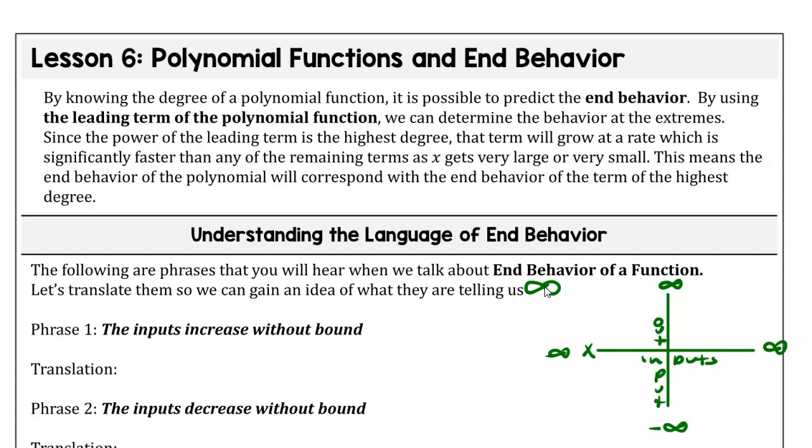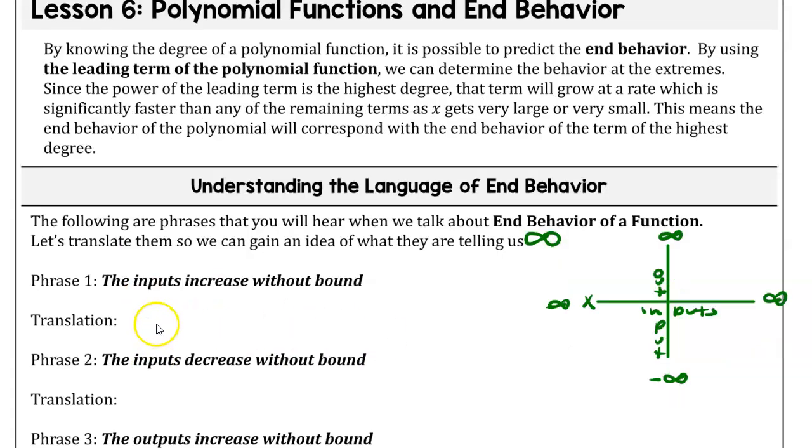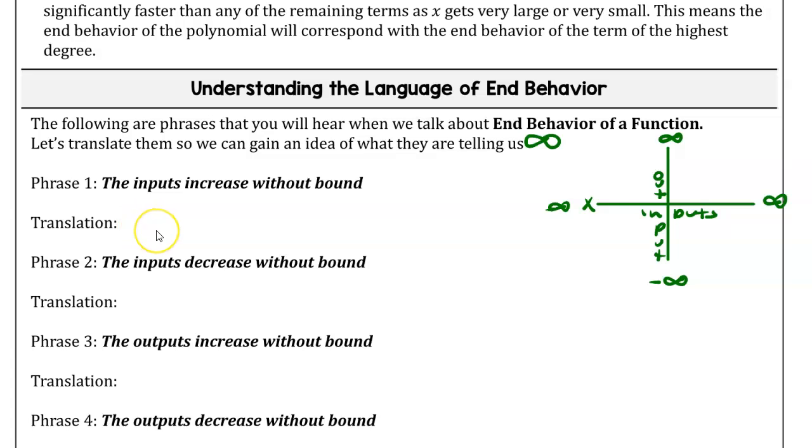What happens? Okay. So when we're saying something like this, the inputs increase without bound, right? That's a fancy mathematical jargon. We just got to translate that. So when we see inputs increase without bound, it's just saying the x values are moving toward infinity. Okay. So like right over here, x increases, that means positive, right? So we get closer and closer to this point right here, positive infinity.